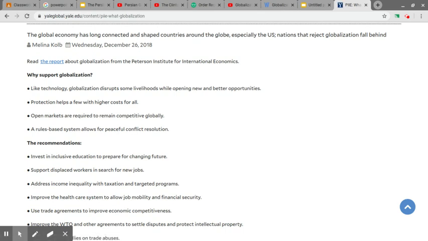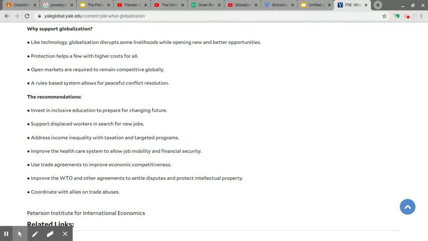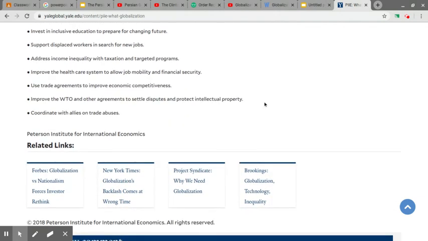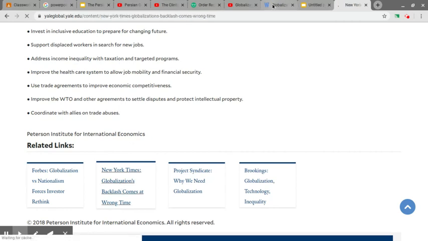Why support globalization? Well, like technology, globalization disrupts some livelihoods, but it opens new and better opportunities. Protection helps a few, but it has higher costs for all. Open markets are required to remain competitive globally, and it's a rules based system that allows for peaceful conflict resolution. Let's go back to our web quest.